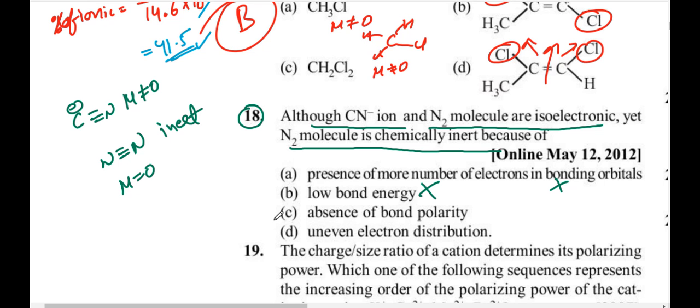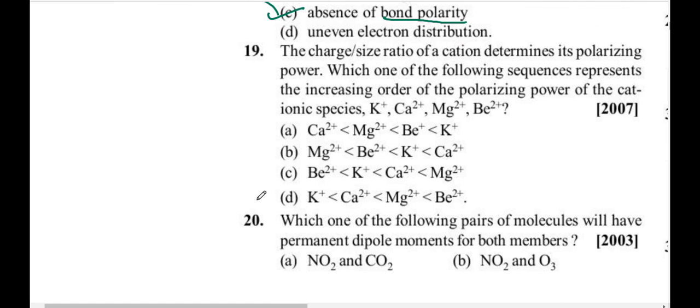Yes, in nitrogen bond polarity is not there. Uneven electron distribution? Electrons are evenly distributed. CN minus has lone pair, carbon has negative charge. So nitrogen molecule is chemically inert because of absence of bond polarity. In nitrogen there is no bond polarity. That is the answer. Next, question number 19.